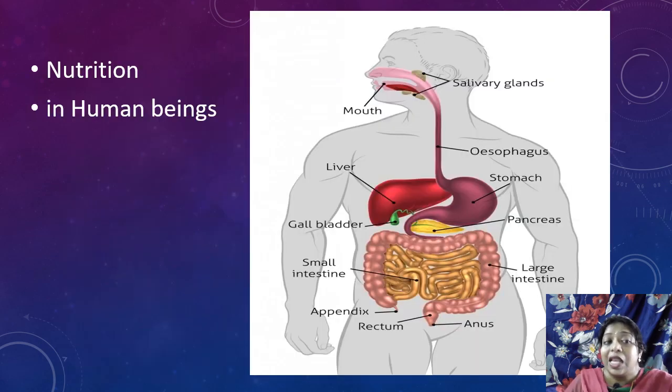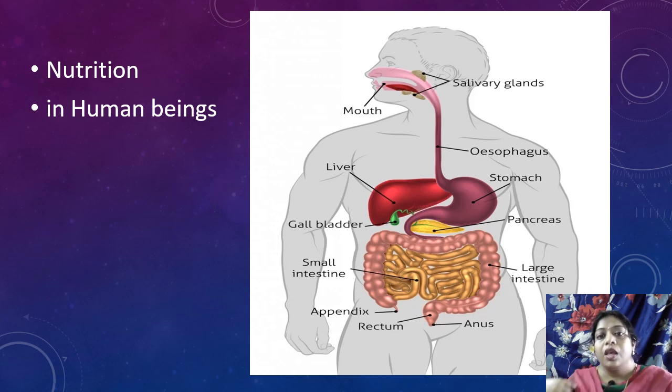Okay, the next one will be the nutrition in human beings, and this is very, very important. When you talk about nutrition in human beings, the food you eat, taking in food, is ingestion. The food you take in is a complex substance. It can be anything, your favorite delicacies. This complex substance will be broken down into simpler forms, and that process is called digestion.